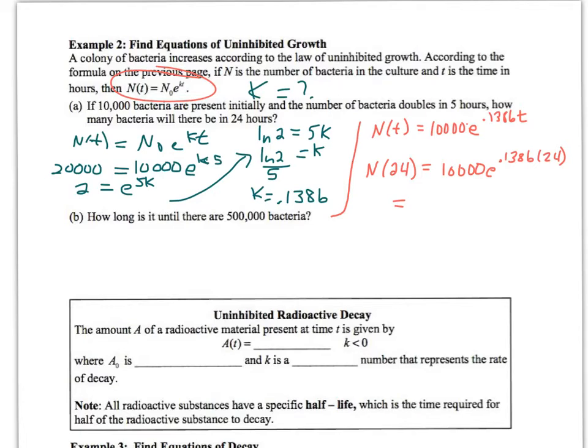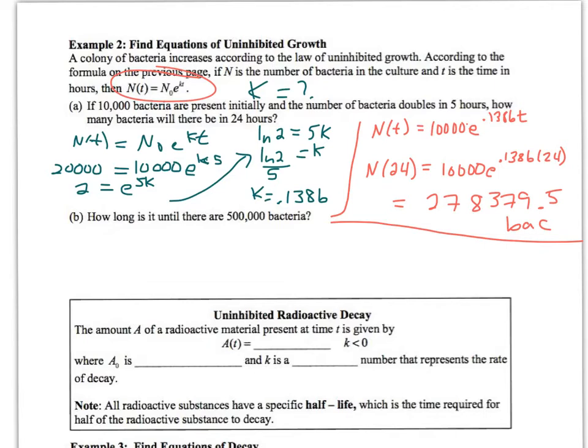So if I've done this correctly, I'm going to get 278,379.5 bacteria. So it grows a lot. It grows from 10,000 to 278,000 in 24 hours. But it doubles in 5 hours, so it keeps doubling and doubling and has that growth.